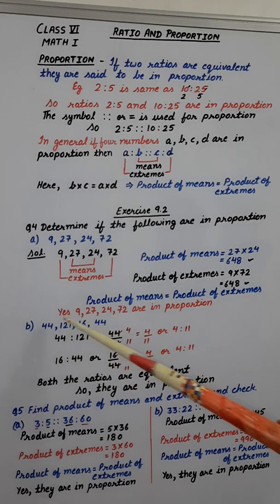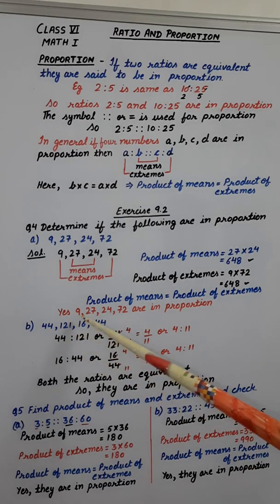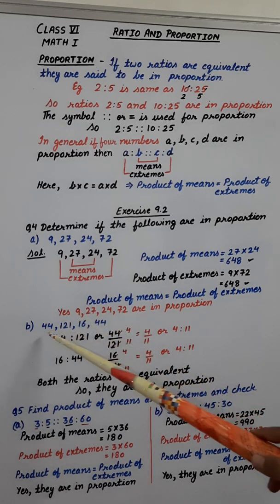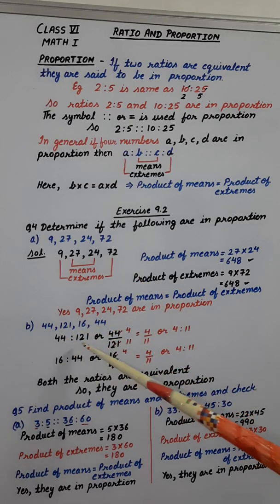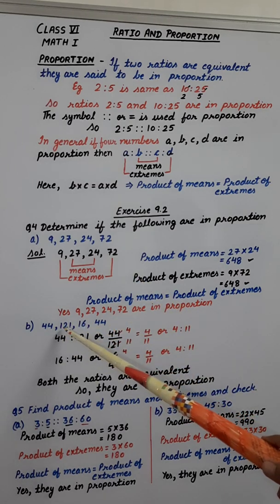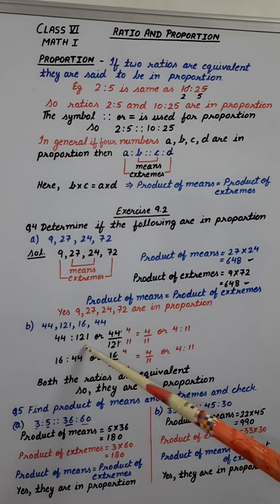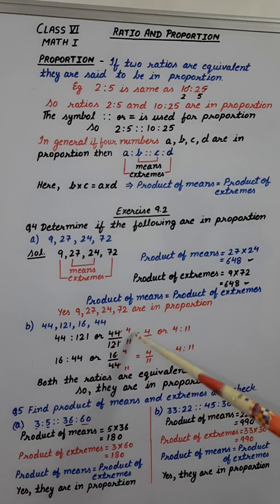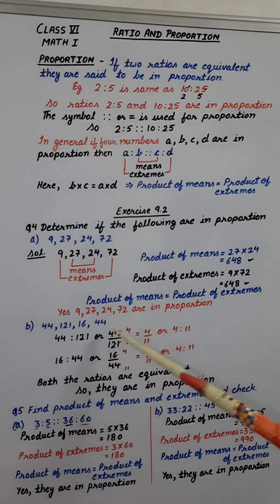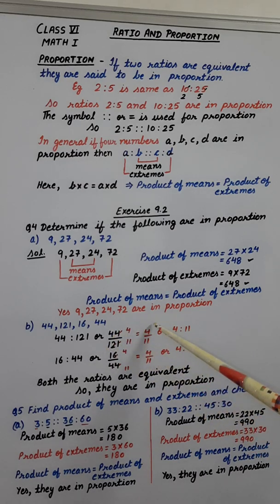Coming to part B, 44, 121, 16 and 44. Now let's do this one by a different method. Now how to do this? First let's find the ratio of these two numbers. So 44:121, or we can write it as 44 upon 121, and when we write it in simplest form, 11 4s are 44, 11 11s are 121. So 4 by 11, or we can write it as 4:11.